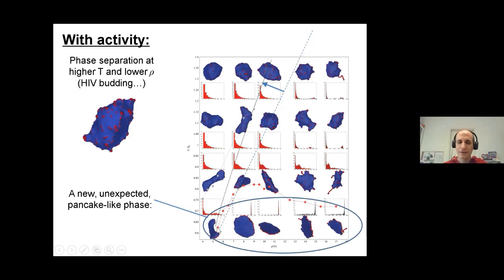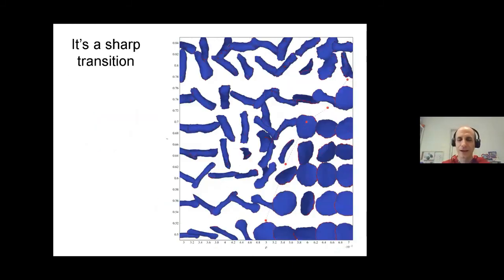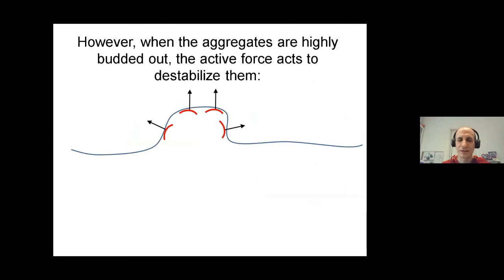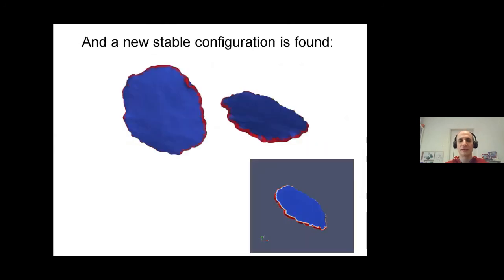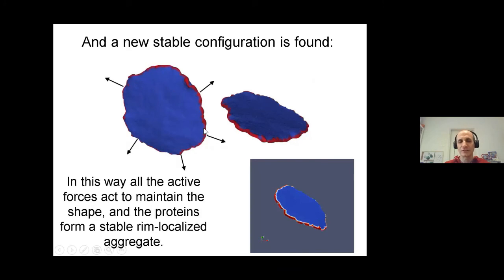But suddenly, below this red line, there's a new phase which is observed, which of course we didn't predict from before, but as soon as we saw it, we said, of course, that's obvious. And what is this phase? Let me just zoom in on this phase. It's a pancake phase. And what happens here is actually very easy to understand.